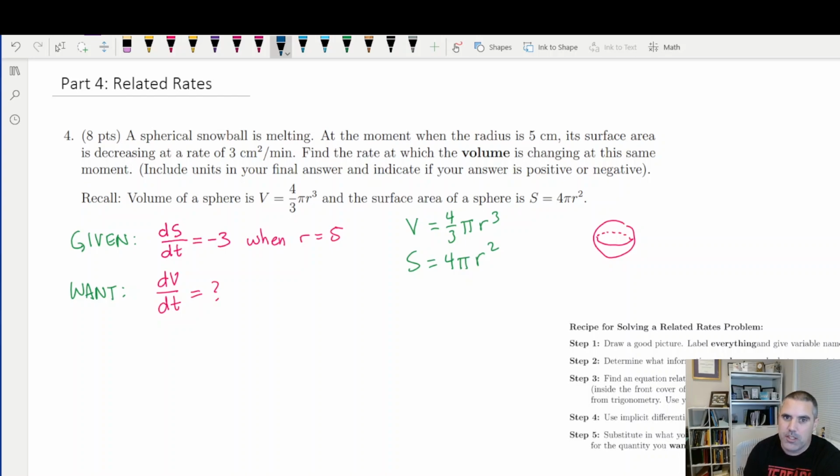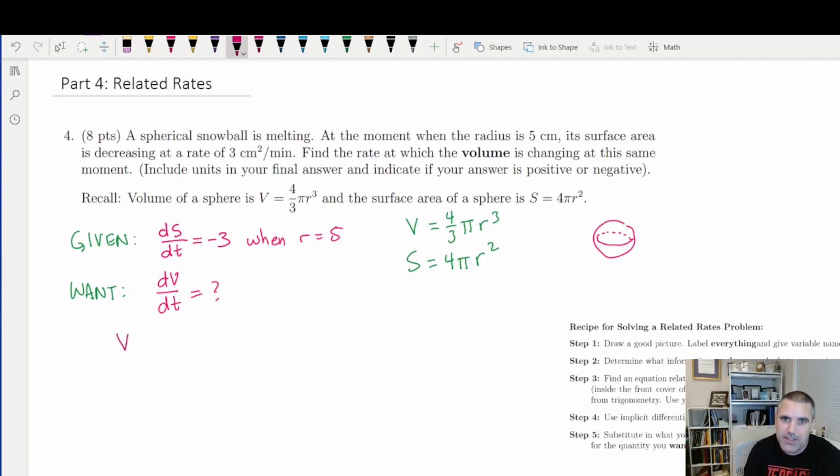All of these things are changing. This is changing. This is changing. This is changing. You should know this just by thinking about a melting snowball. When the snowball melts, the radius changes, the volume changes, the surface area changes. So none of those are constants. So the moment I write down the equations, I just immediately take the derivatives.